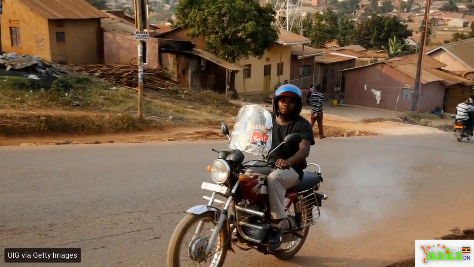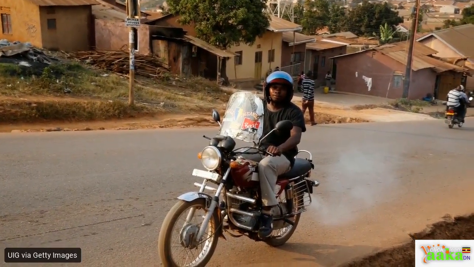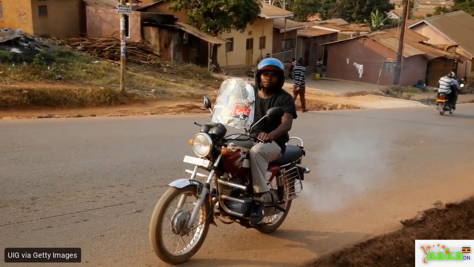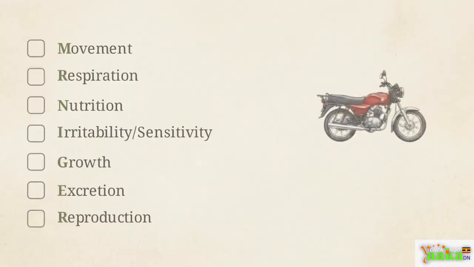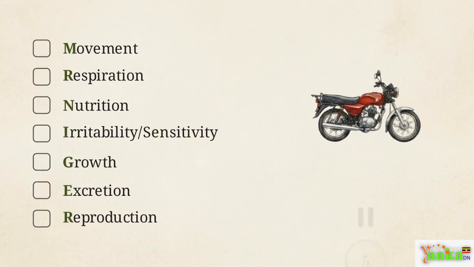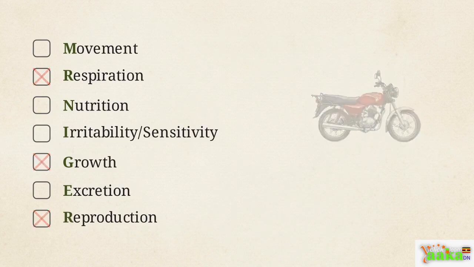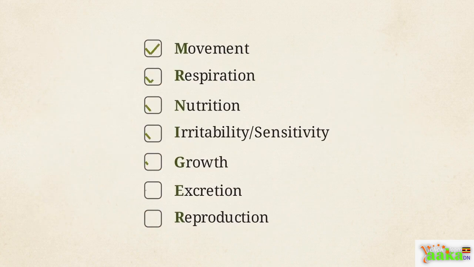Let's test the framework on an edge case. This boda moves, consumes fuel for nutrition, responds to a throttle, and releases exhaust. Is the motorcycle alive? Pause the video and apply the MR-Niger checklist to find out. The boda is not alive. It cannot perform cellular respiration, it does not grow, and it cannot reproduce on its own. In biology, a partial match is not enough. An entity must show all 7 characteristics simultaneously to be classified as life.